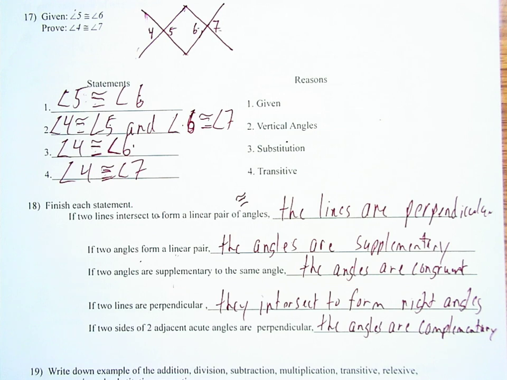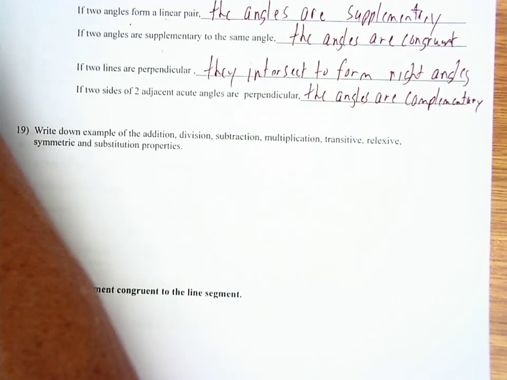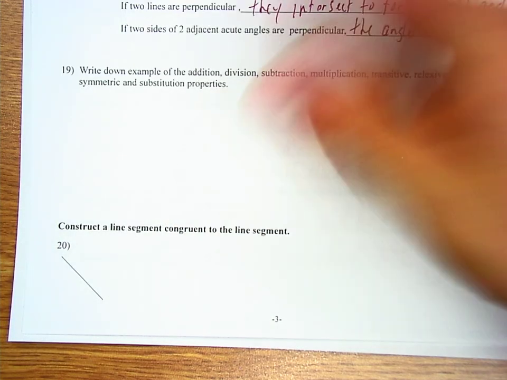Write down an example of the addition, subtraction, transitive, reflexive, symmetric, and substitution properties. So these are in the properties in your notes. You can look them up in your notes. I'm not going to write down samples for you. Addition, again, is when you add to both sides.